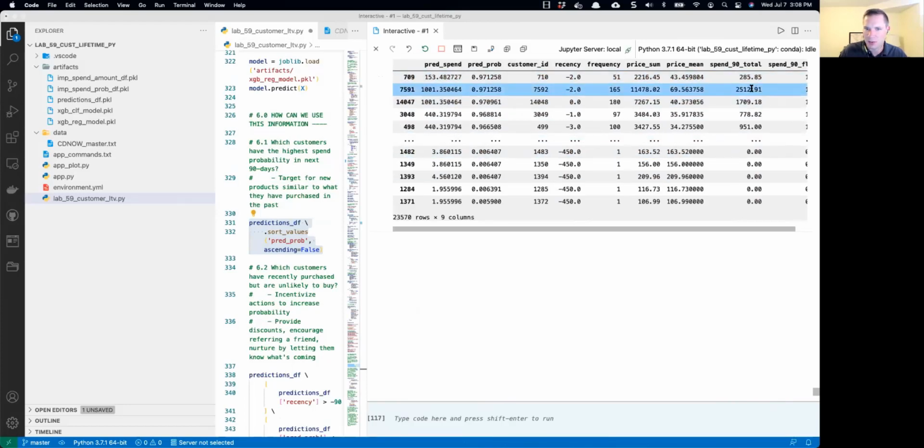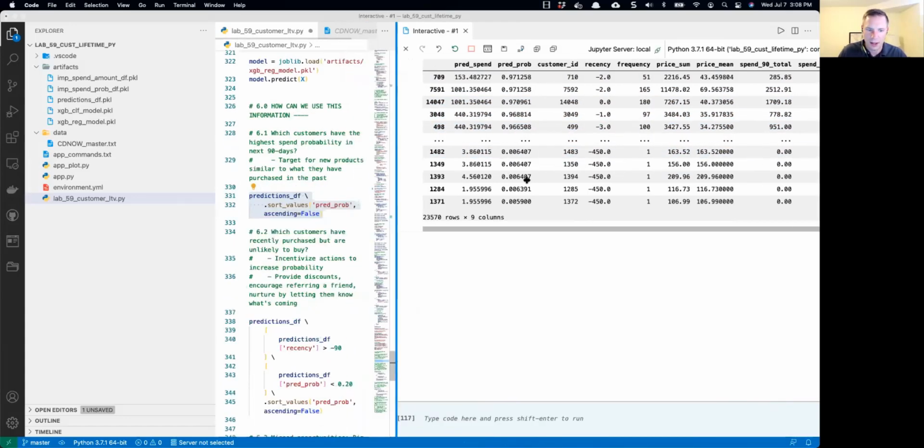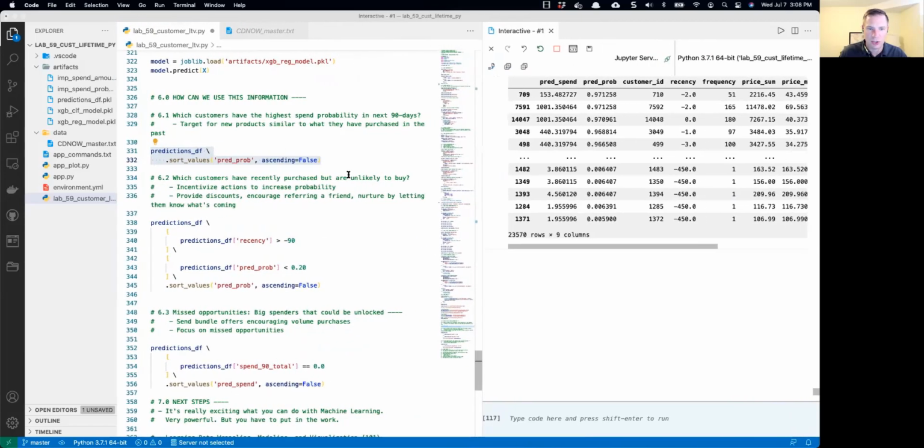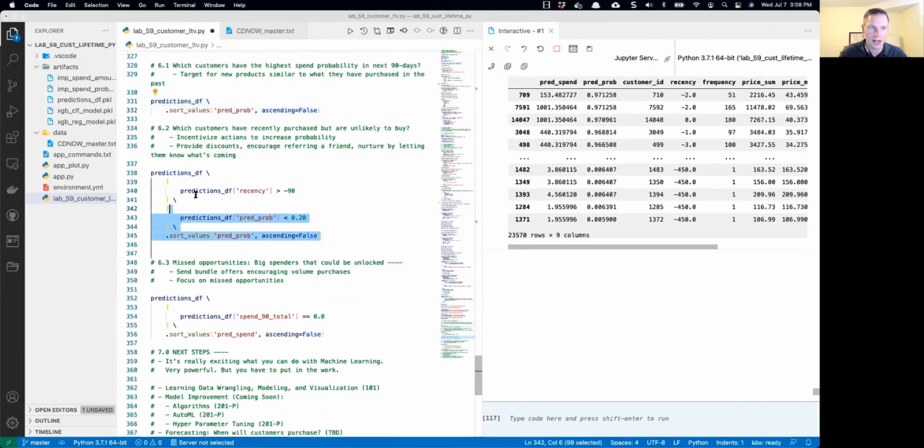$285. This next one had a high prediction probability, 97%. They were predicted to spend $1,000 and they actually spent $2,500. Third one, $1,000, they actually spent $1,700 and so on. And you can see how the model's working. So pretty cool. The next thing is which customers have recently purchased but are unlikely to buy.